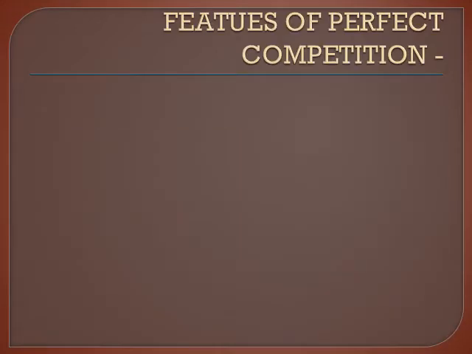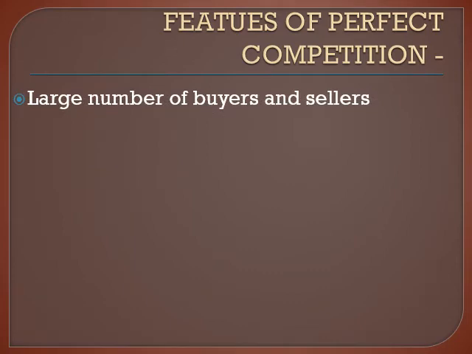Okay. Next are the features of perfect competition. The first feature is large number of buyers and sellers. That means in a perfect competition, there are many buyers and many sellers. Okay, so each individual firm must accept the market price. And basically, when there are many buyers and many sellers, they are aware of the price as well as the quantity demanded. Okay, so the buyers influence the quantity demanded and sellers influence the price.